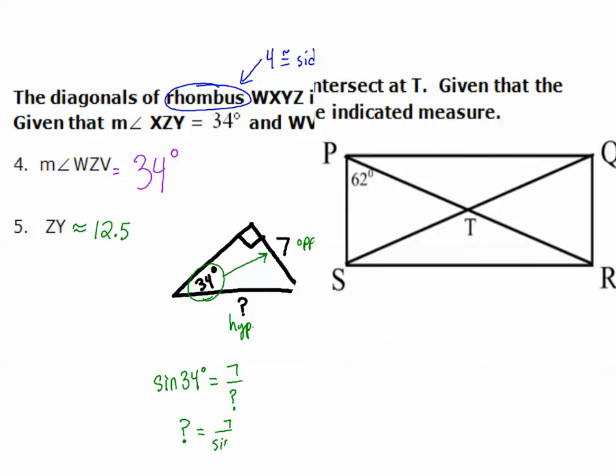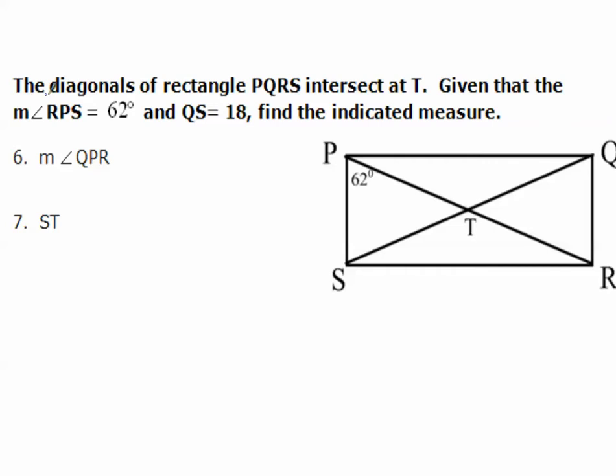Let's take a look at another set of problems that pertain to rectangles. The diagonals of rectangle PQRS intersect at point T. Given that the measure of angle RPS is 62 degrees, where's that? RPS, 62 degrees, and QS is 18. Now that's not shown in the picture, but here's QS. We know that that whole length is 18, and remember that when we have a parallelogram, the diagonals are bisected. So each part, what does it have to be? 9. And that's probably why it wasn't shown in the picture. It's hard to label the whole length when it's been intersected by another length.